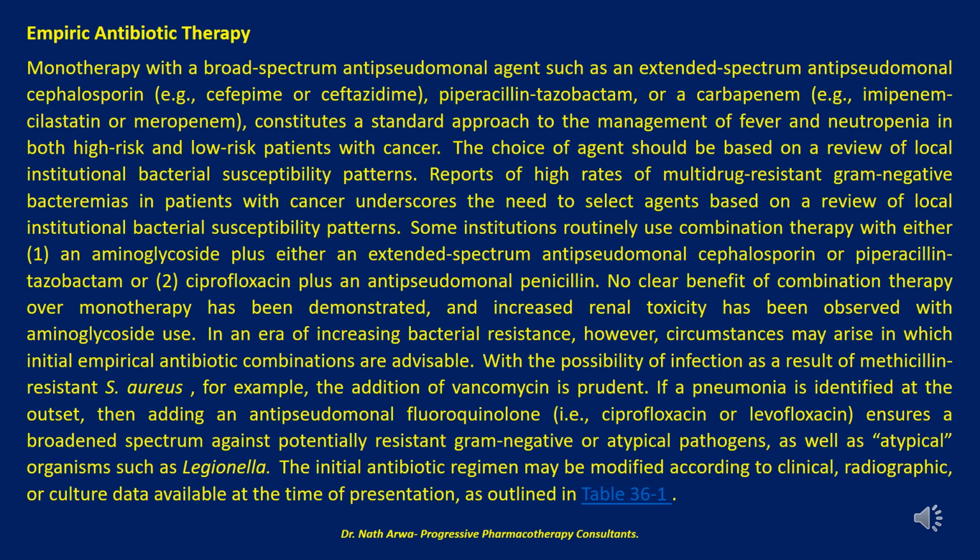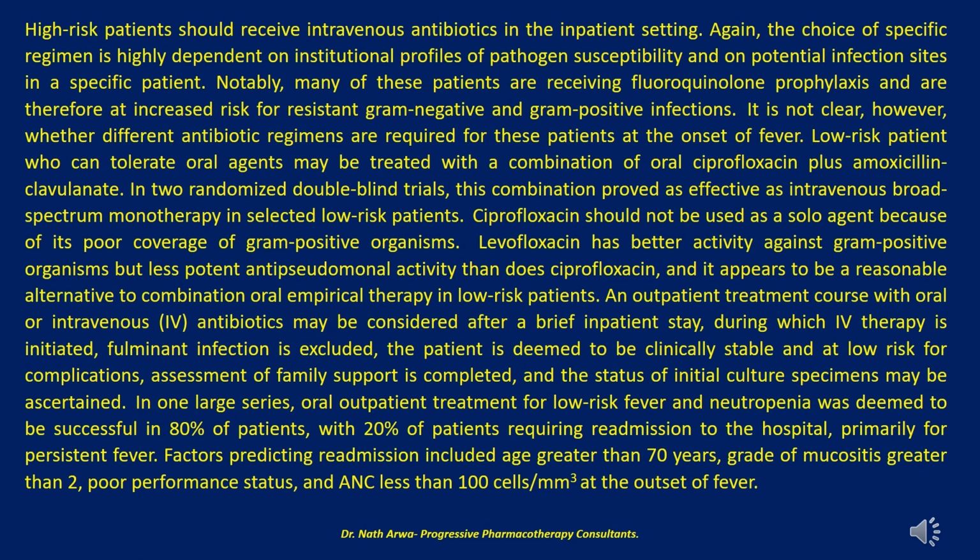The initial antibiotic regimen may be modified according to clinical, radiographic, or culture data available at the time of presentation, as outlined in Table 36.1. High-risk patients should receive intravenous antibiotics in the inpatient setting. Again, the choice of specific regimen is highly dependent on institutional profiles of pathogen susceptibility and on potential infection sites in a specific patient. Notably, many of these patients are receiving fluoroquinolone prophylaxis and are therefore at increased risk for resistant gram-negative and gram-positive infections. It is not clear, however, whether different antibiotic regimens are required for these patients at the onset of fever.